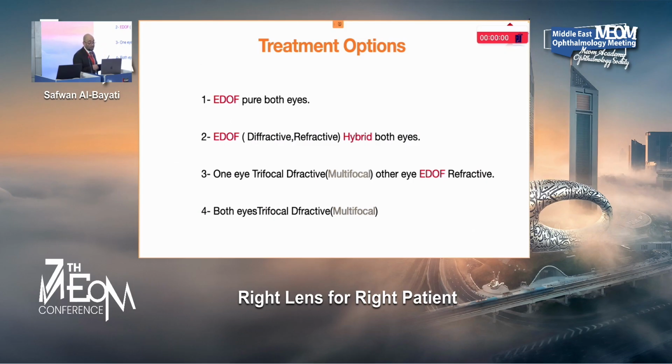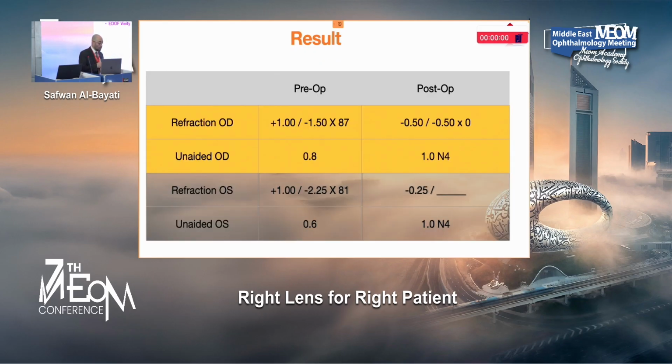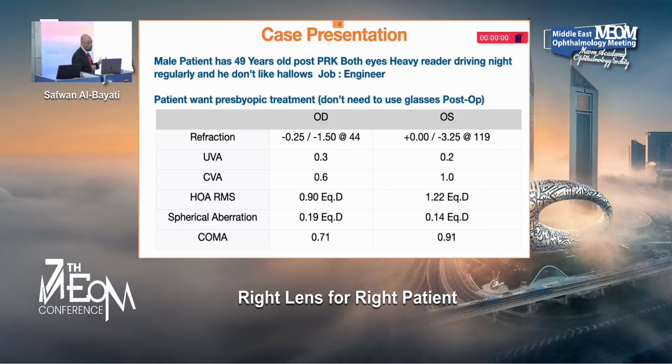So EDOF pure, he's a reader, and he's a driver. EDOF diffractive refractive hybrid, or it can be a trifocal diffractive in one eye and EDOF refractive in the other, or trifocal diffractive in both eyes. The result was EDOF Vivity toric, because he has high astigmatism and needs to read, but with micro monovision.